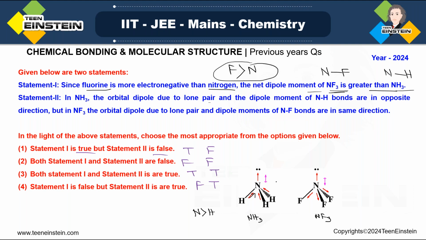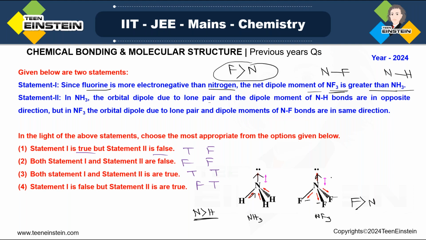Now that is common for both. So here also from N to H, here also from N to F, that is fixed. But here N is more electronegative than H. But in the second one, F is more electronegative than N. So obviously now the directions will be towards fluorine, not towards nitrogen.